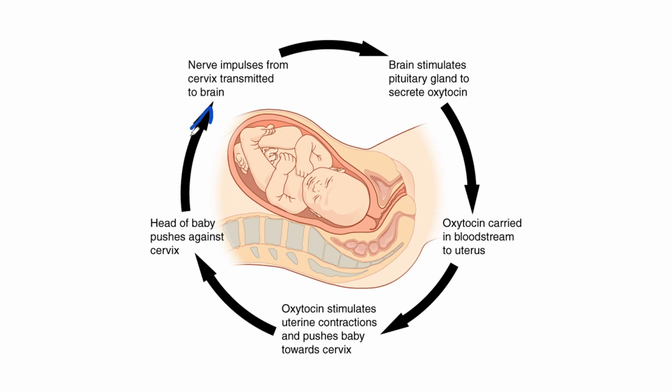So again, nerve impulses to the brain. The brain stimulates the pituitary gland to secrete more oxytocin. So you secrete more and more and more oxytocin. So you exaggerate the effect until the baby is born, the stimulus is reduced, and then oxytocin will go back to normal. So that's an example of exaggerating the stimulus instead of shutting it off.